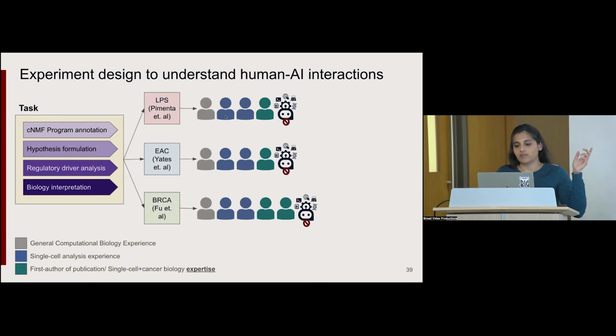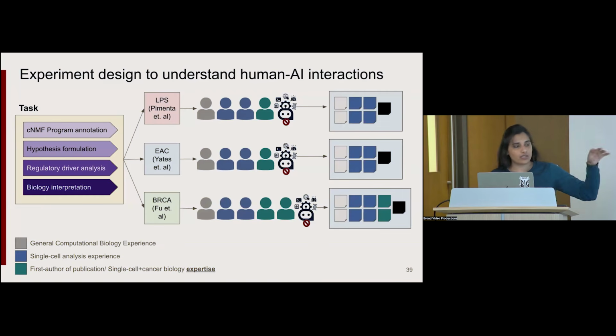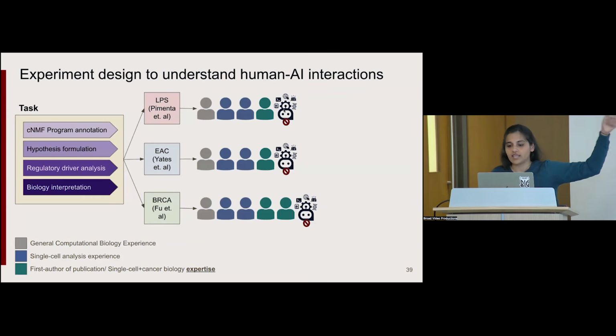The middle is people who have generally single cell experience. They've done single cell analyses, but they're not specifically familiar with this data set, or they haven't worked with this data set, and they haven't necessarily participated. And then the gray ones are people who have general computational biology experience. They've never worked with single cell. They might have worked with bulk RNA-seq, they might have worked with other genomics data sets, but not specifically single cell. And then of course there's the AI agent that's running in the autonomous mode here.